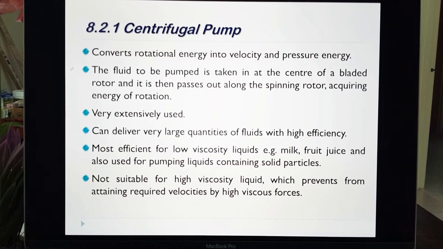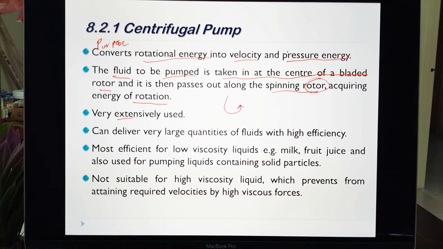The centrifugal pump converts rotational energy into pressure energy. This is the purpose of the centrifugal pump. It converts the rotational energy from the impeller into velocity as well as pressure energy. The pressure energy is due to the casing, the fluid flow and the rotation of the impeller. The fluid to be pumped is taken in at the center of a bladed rotor and is then passed along the spinning rotor. The rotor is the impeller, the vanes or the blades, and it acquires energy of rotation. The fluid follows the rotation, and after it rotates, it is moved outward.